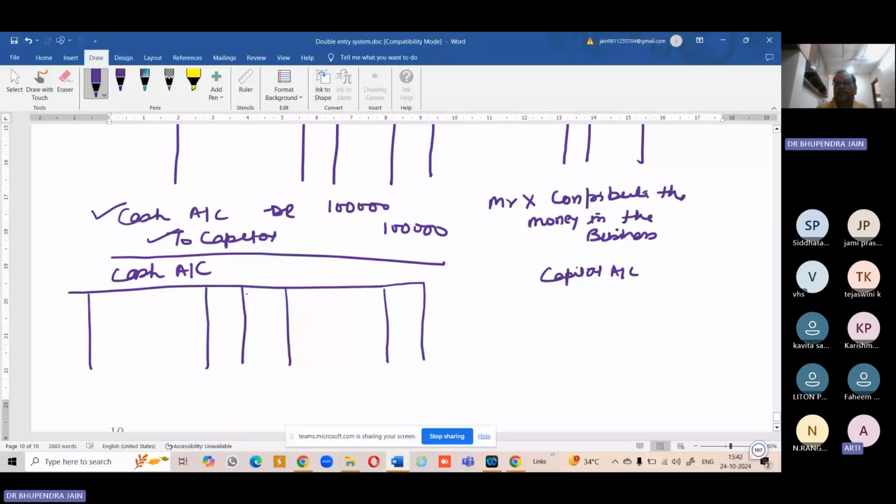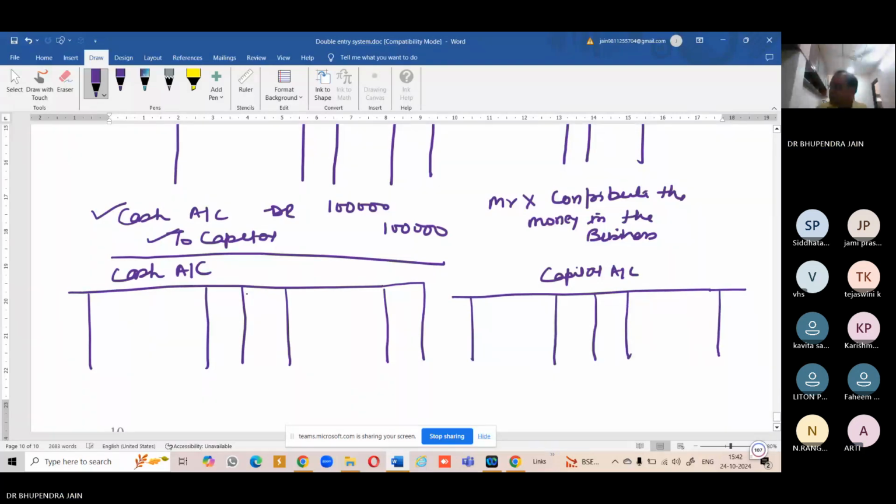And the second ledger we will prepare regarding the capital. All the accounts are divided into two parts: debit side and credit side. All the ledgers are divided into two parts. Number first is debit, number second is credit. Now, how to pass the entry? First, we will prepare the cash account, and second is the capital account.